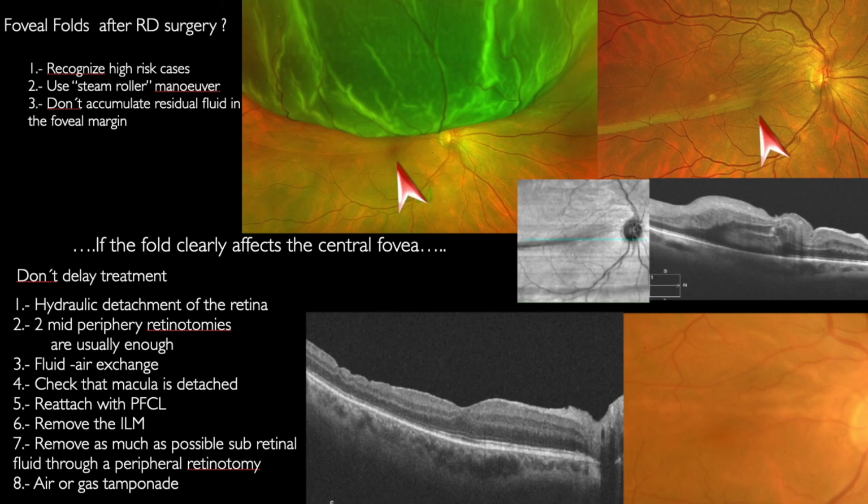My top tips: first, recognize the high-risk cases. Try to remove as much as possible of the subretinal fluid and use properly the steam roller. And if the fold clearly affects the foveal center, don't wait. Thank you for your kind attention.